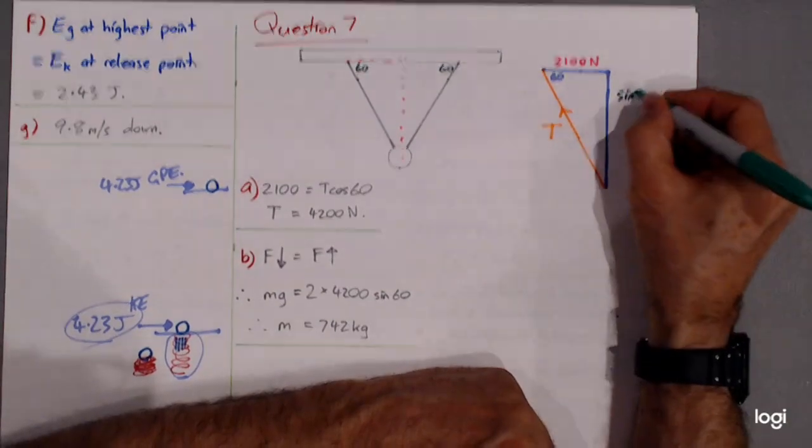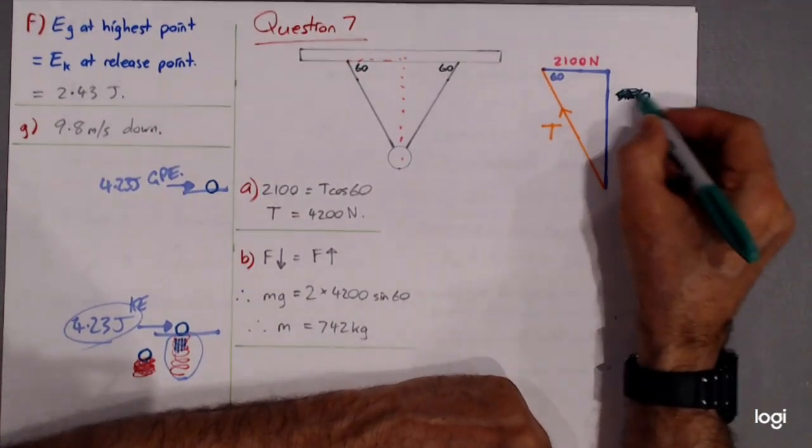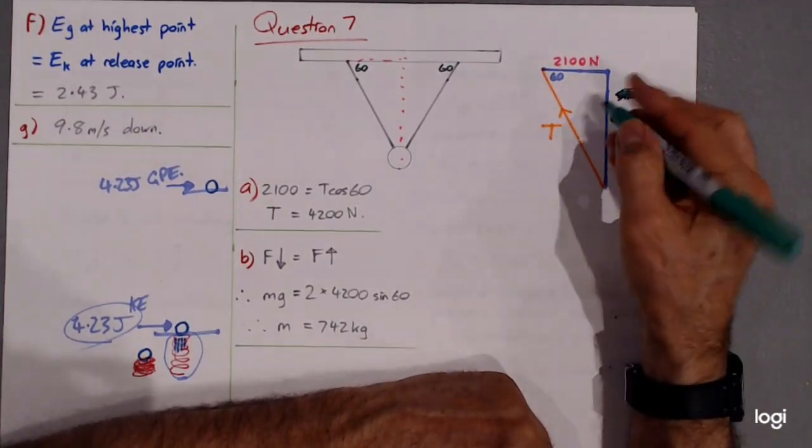And question 1, it says calculate the magnitude of the force exerted on the bridge by each pylon. Show your working. This is how you do it. There's one way to do this.